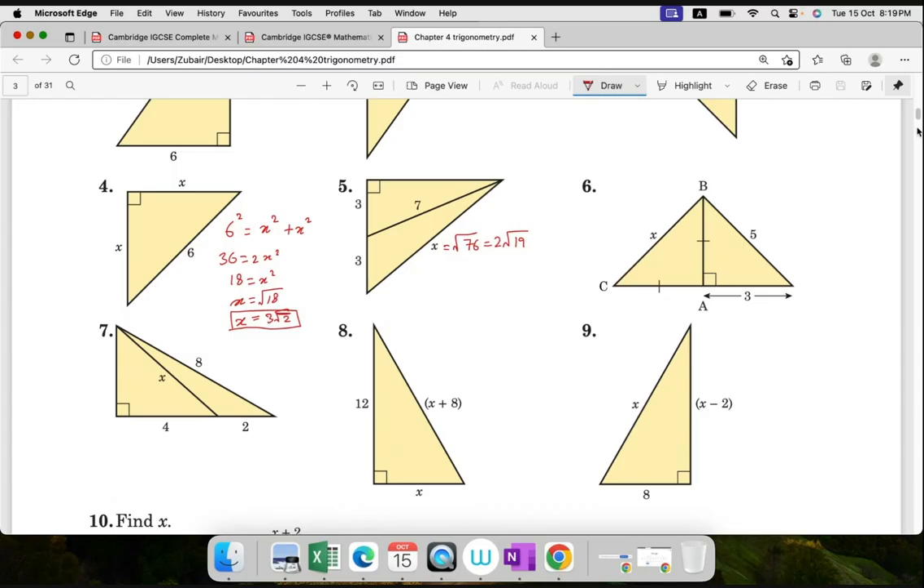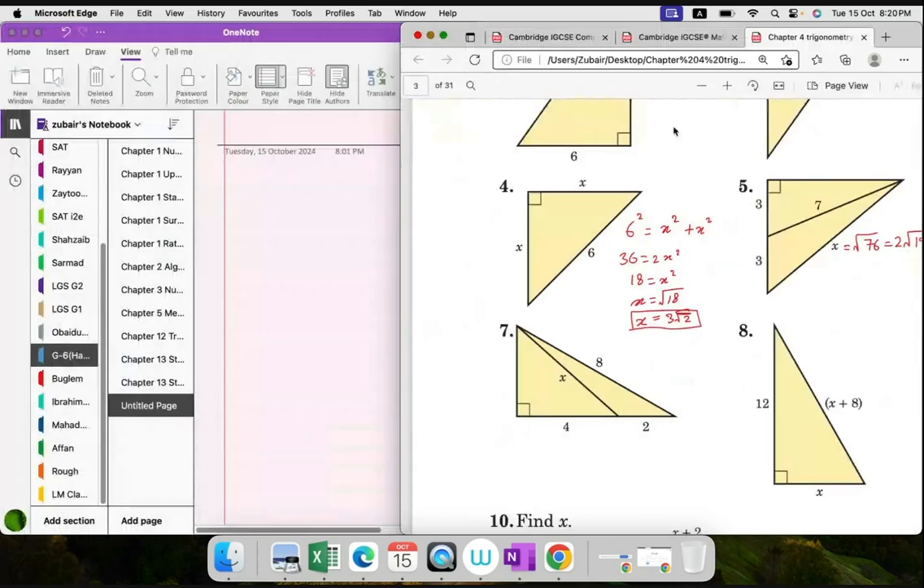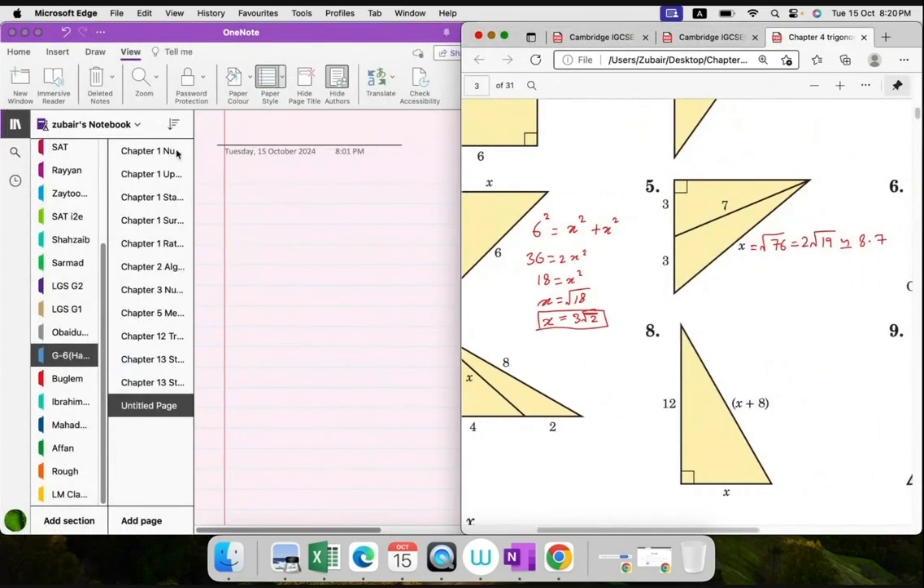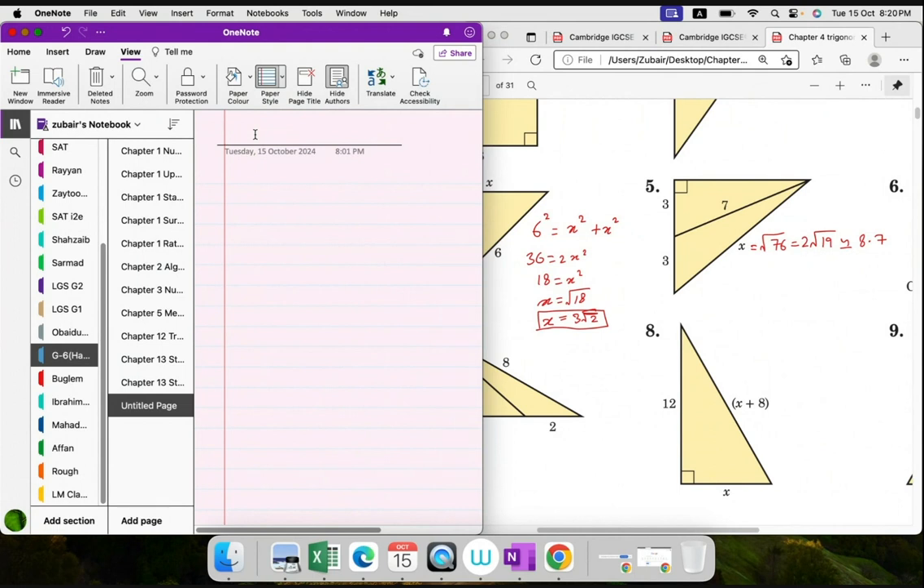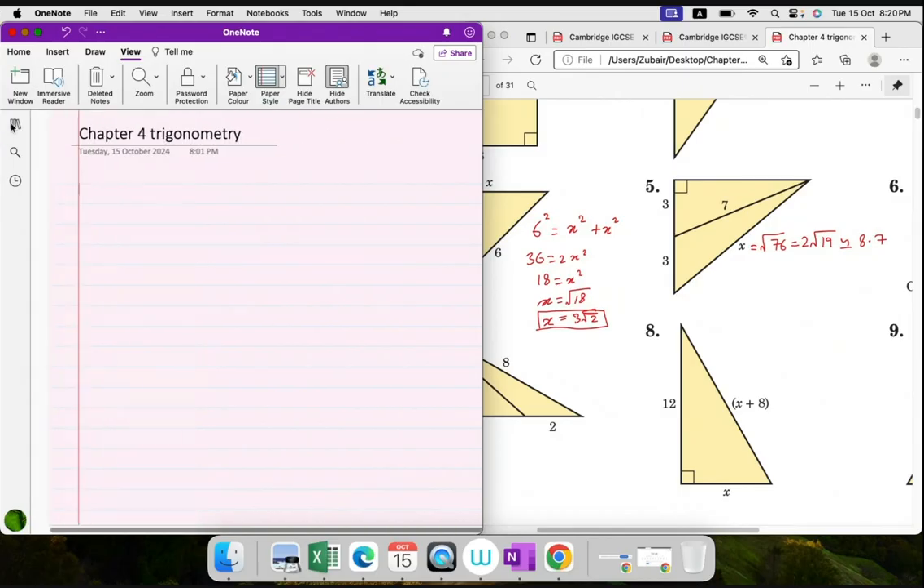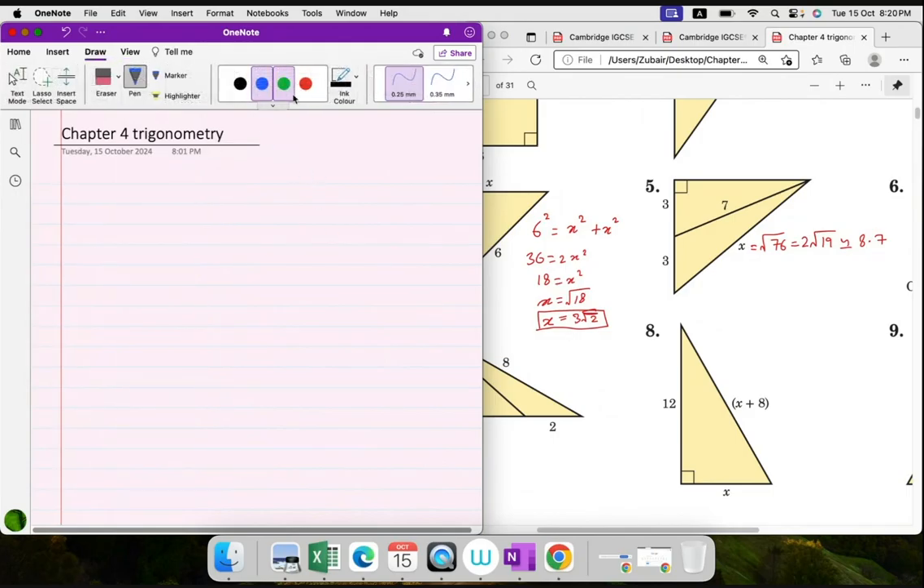I'm getting root 85. You're getting square root 85. Okay, let's see. Let me have some more writing space. So this is chapter 4, trigonometry. And this is our question.